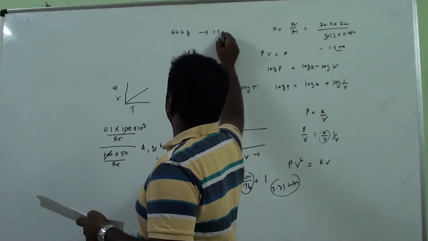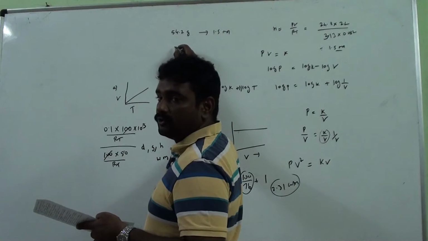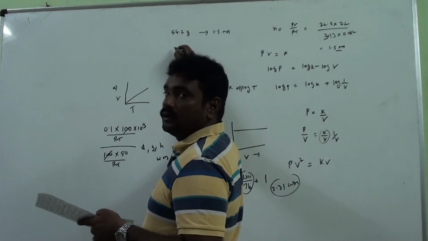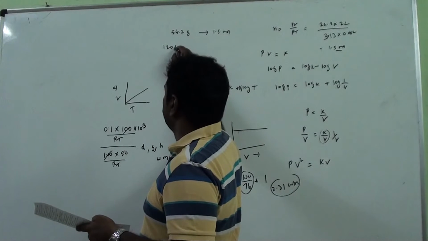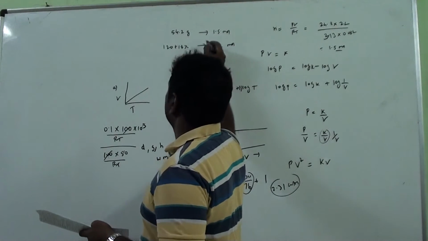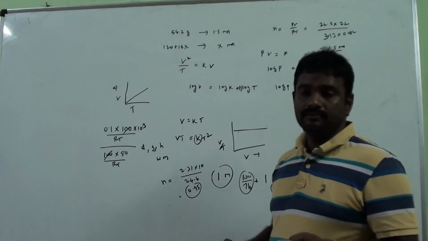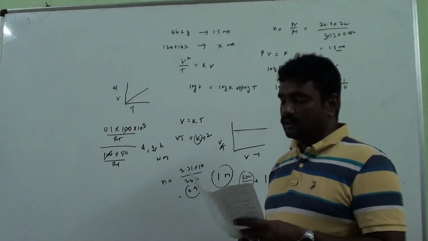It gives 1.5, MgSO4 dot XH2O. MgSO4 molar mass is 120. So 120 plus 18x gives x moles. So cross multiply and find x. Okay. Clear that?